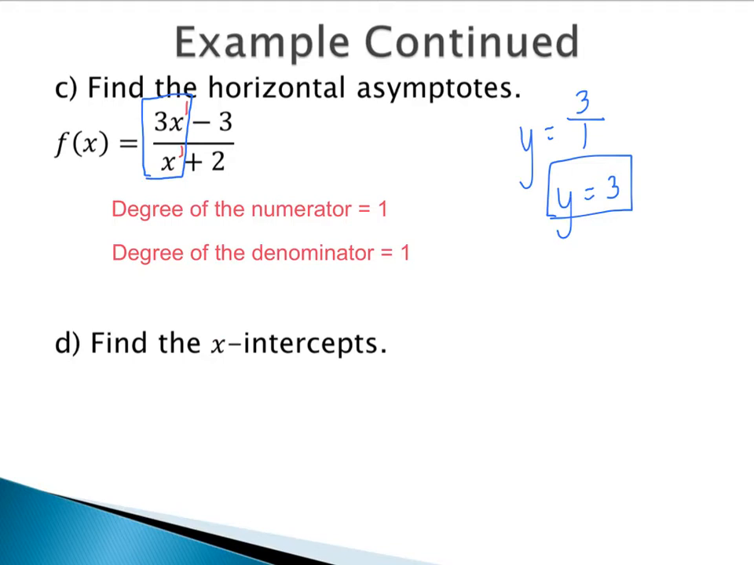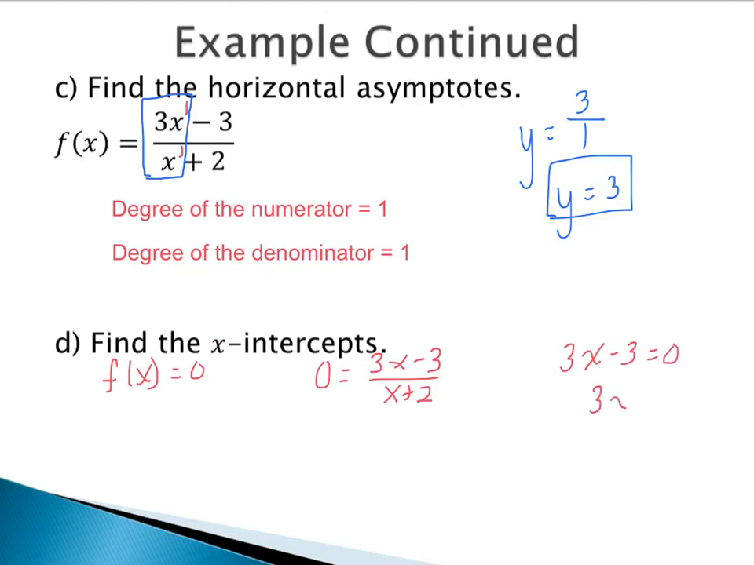Next, we want to find our x-intercepts. So remember, to find our x-intercepts of the function, we would set the function equal to 0. Well, for our rational function, we would have 0 equals 3x minus 3 over x plus 2. When dealing with a fraction, the only way that we can get it equal to 0 would be if our numerator is equal to 0. So the shorthand to find our x-intercepts would be to just set your numerator equal to 0. So we would have 3x minus 3 equals 0.